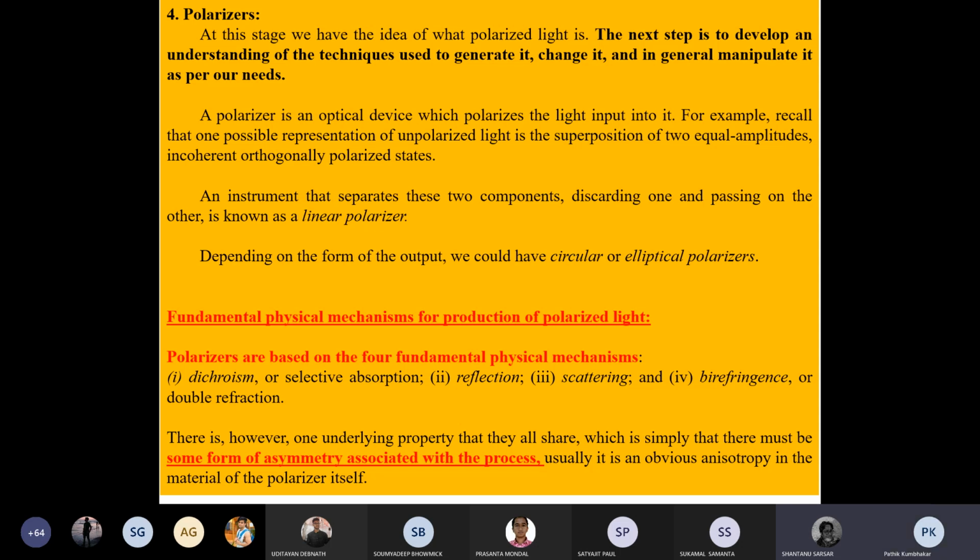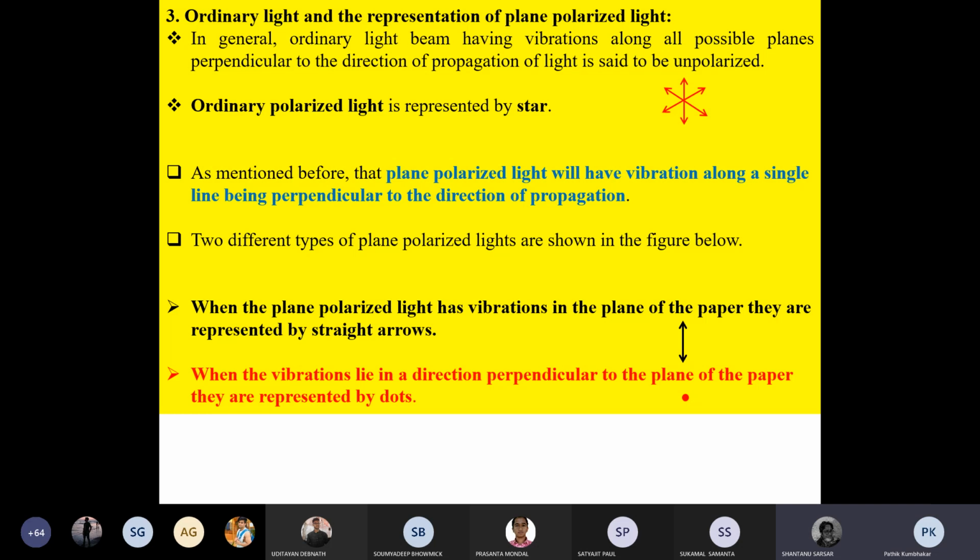For example, recall that one possible representation of unpolarized light is the superposition of two equal amplitude incoherent orthogonally polarized states. We are discussing unpolarized light. This unpolarized light can be represented as a superposition of two polarized lights, one say in the plane of the screen and another perpendicular to the plane of the screen. So any unpolarized light can be considered to be a superposition of two perpendicular components, and they are an incoherent mixture.